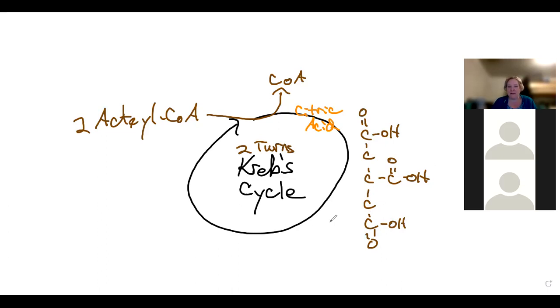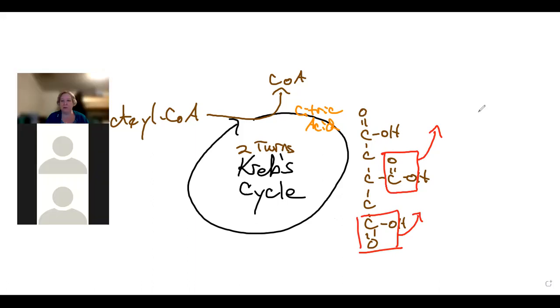Now, in the process of the citric acid cycle, we're going to snip off some more acid groups. These acid groups are going to come off as CO2. So that's why one of the products of the Krebs cycle is carbon dioxide. We get 2 carbon dioxides per turn of the Krebs cycle.